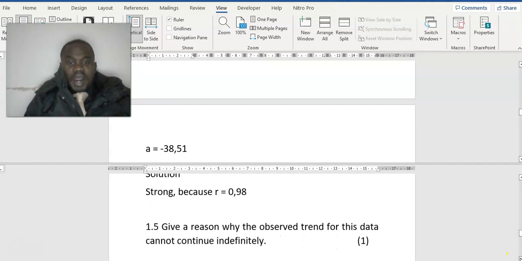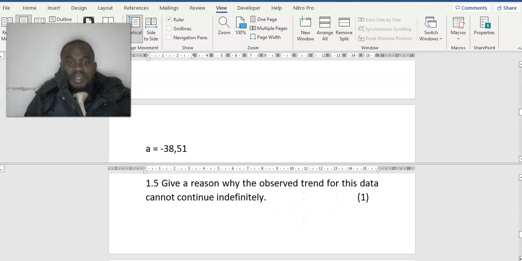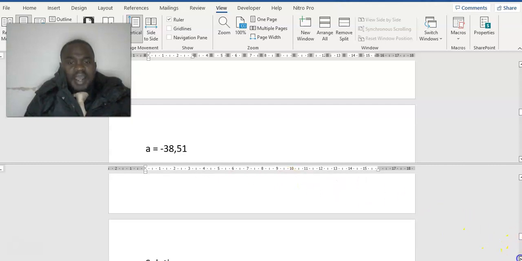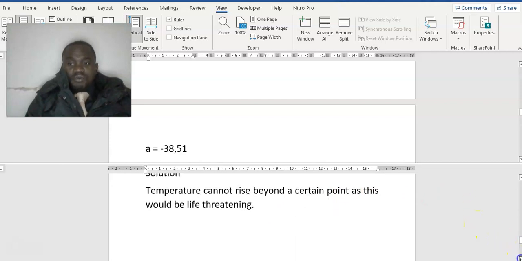Okay, give a reason why the observed trend for this data cannot continue indefinitely. Why can't it? Because the temperature cannot rise beyond a certain point, as this will threaten life. Alright. Okay. So this brings us to the end of this section.